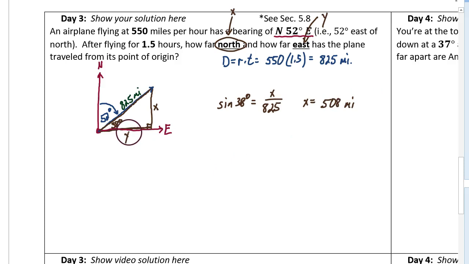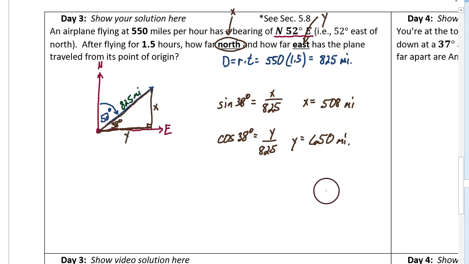The letter y is on the side that's adjacent to the 38-degree angle. So let's go with the cosine function to get that one figured out. Cosine of 38 degrees equals y over 825. We can solve for y using multiplication, and the result is about 650 miles.